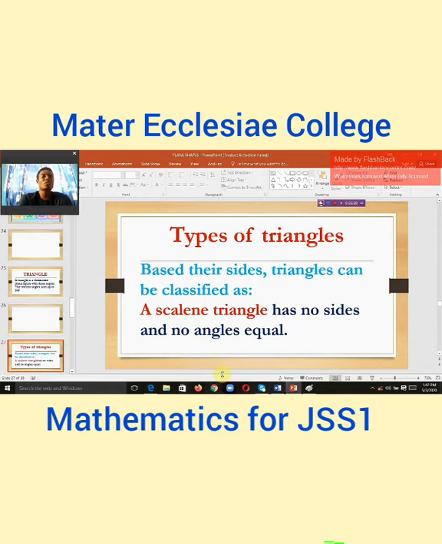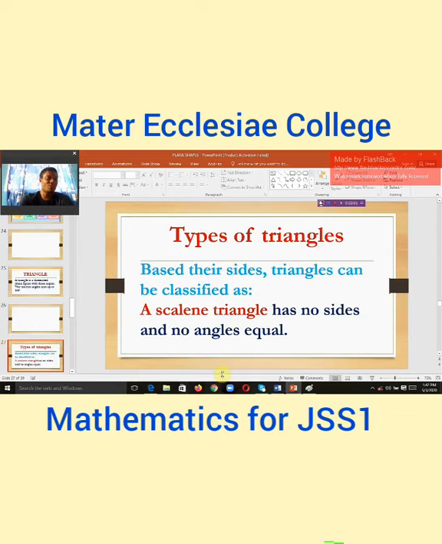If you're looking at triangles based on sides, there are three: equilateral triangles, scalene triangles, and isosceles triangles. If you're looking at triangles based on angles, there are three also: acute angle triangles, obtuse angle triangles, and right angle triangles. Although there are other forms of triangles, we're going to look at that when we're looking at basic facts about triangles. But let's look at these types of triangles.